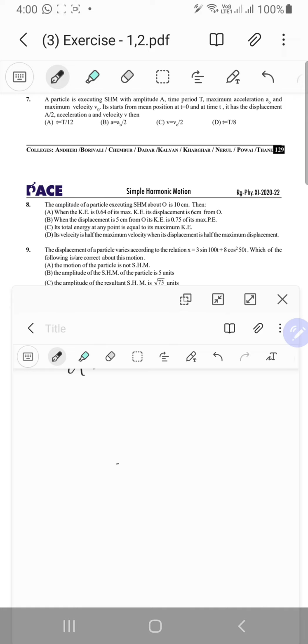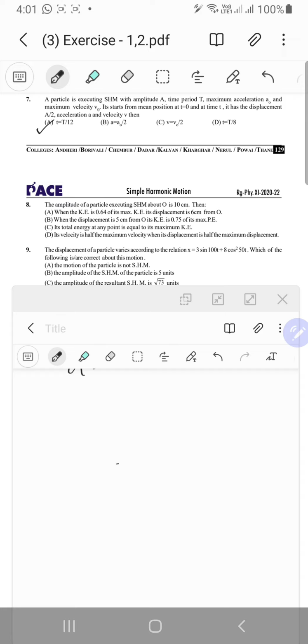We need to find the acceleration and, wait, what? v equals, alright, so we can actually do this. It has displacement A by 2, so that sine thing is 1 by 2, which means your angle must have been 30 degrees, right? So 30 upon 2 pi is like pi by 6 upon 2 pi, which is 1 by 12, so it's capital T upon 12.